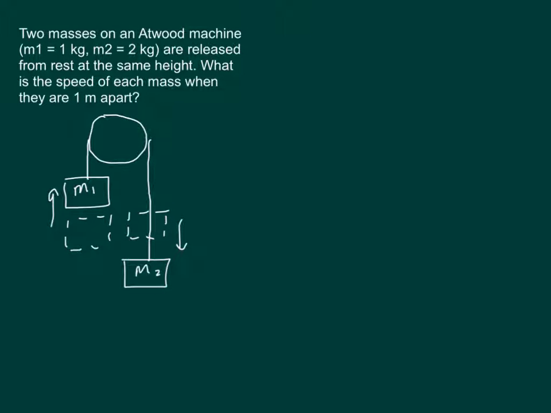Hi, this is Vince from Bryn Mawr College, and today we're going to be working on a conservation of energy problem. So we've got an Atwood machine with two different masses that are released from rest from the same height, and we want to know the speed of each mass when they're a meter apart.